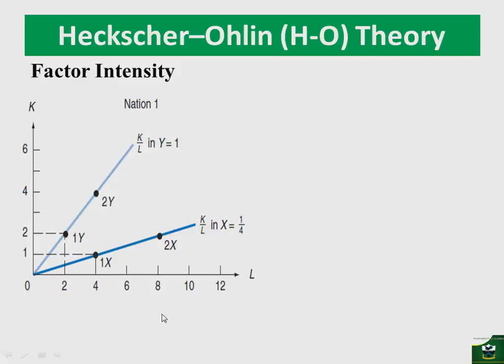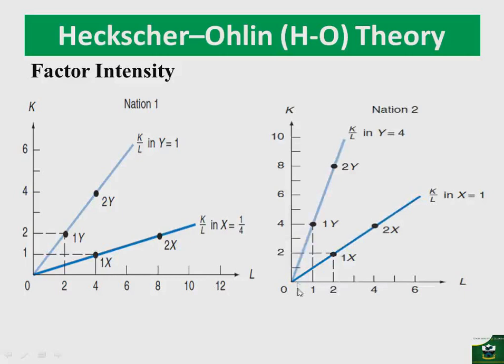If we go to nation 2, now we see that for nation 2, this light blue line is measuring the intensity of commodity Y. Along this ray, any point that you pick will give you a capital labor ratio of 4. If you pick this dot here, capital 4, labor 1, if you divide 4 by 1, you will get 4. If you pick this point here, capital 8, labor 2, if you divide 8 by 2, you will get 4, meaning the capital labor ratio in the production of Y is 4 in nation 2.